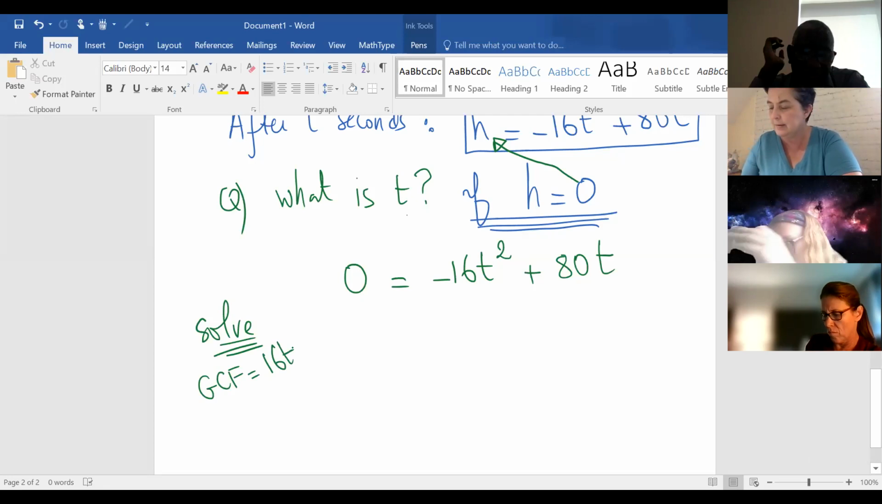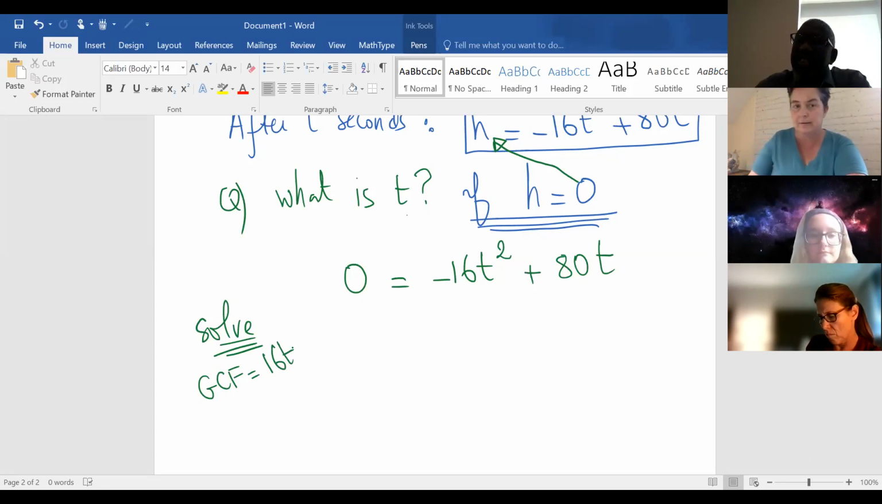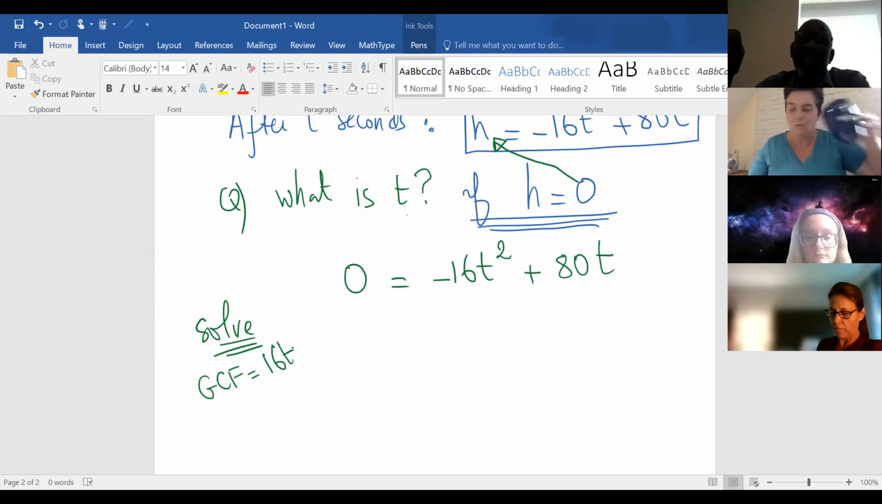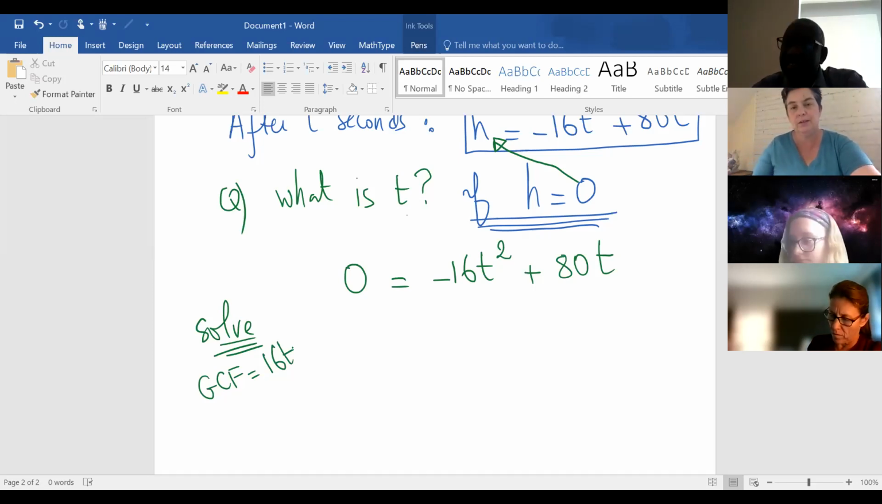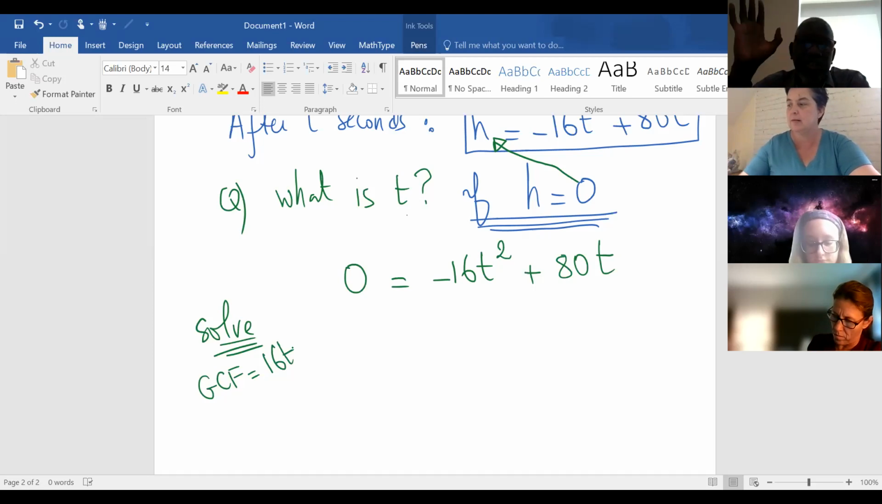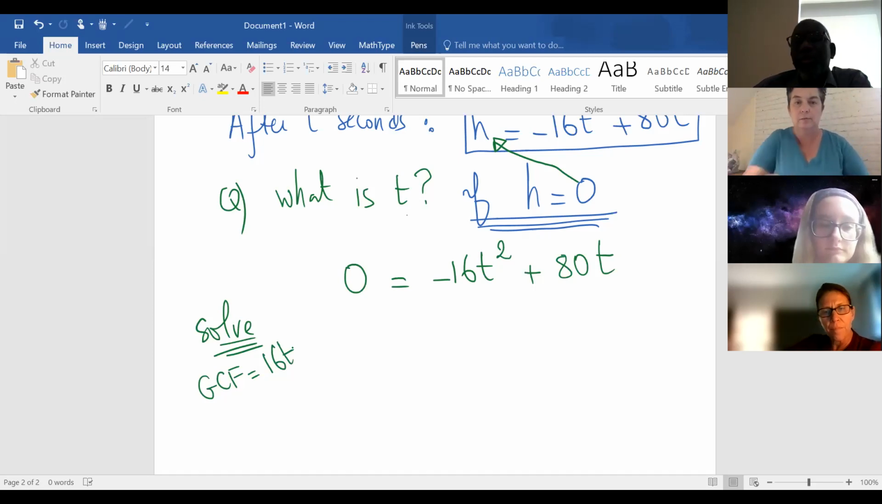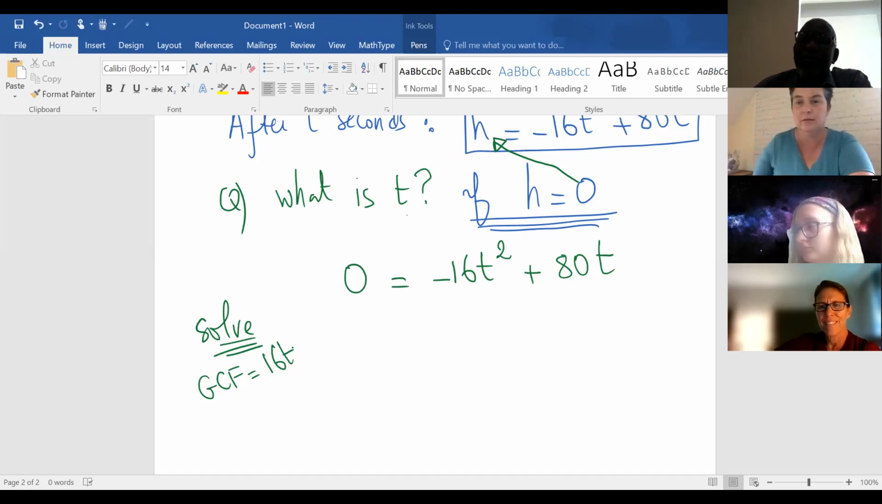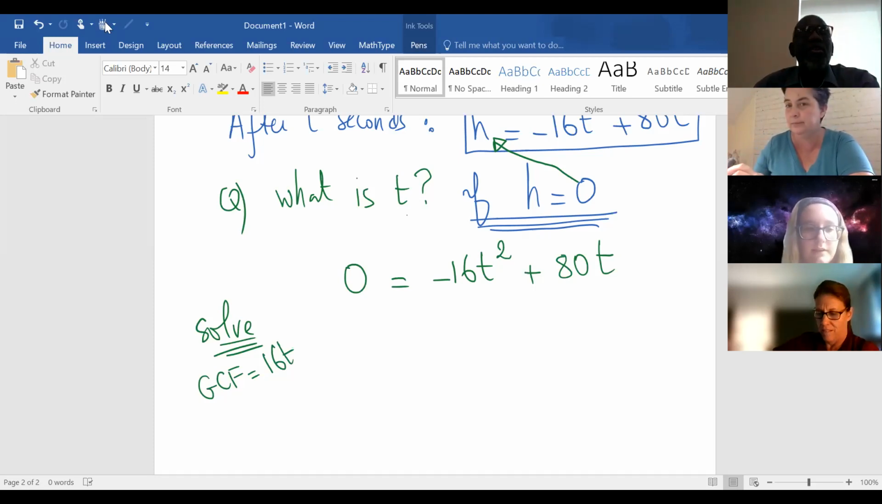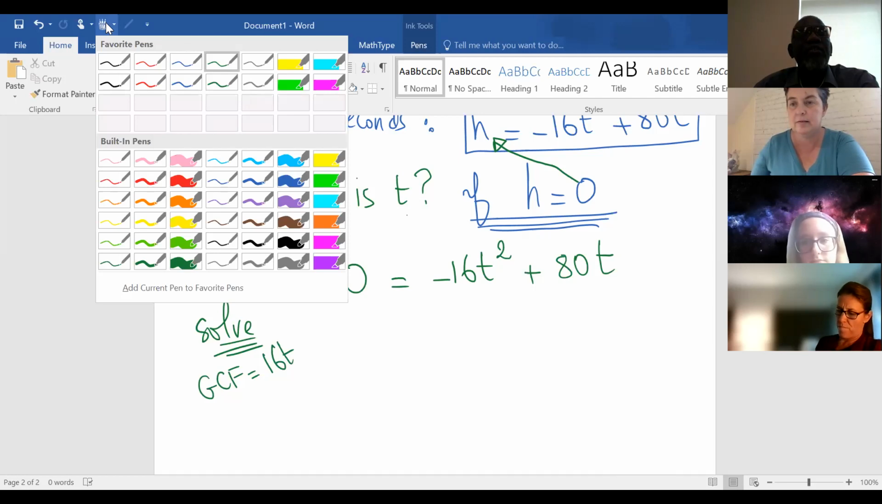Now you have the choice. If you want to, you can factor 16t, or if you want to, you can factor negative 16t. Same thing, right? It doesn't change anything. Okay, what do you prefer? Majority, those who are going to tell me, I'm going to go with them. What do you prefer, 16t or negative 16t? Negative 16t. Let's go with negative 16t. It's going to help us review a little bit.